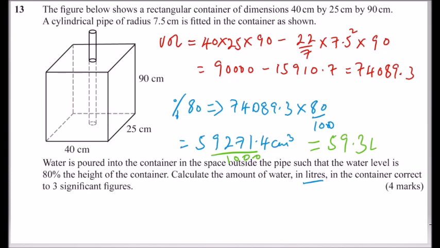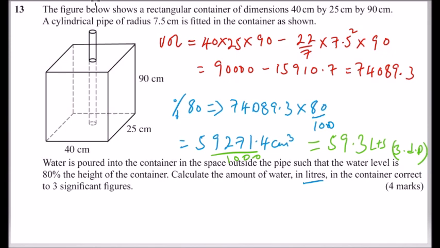We are told to give three significant figures. You take 59. The next number is 2, that is 59.2. The next number is 7, so we add 1 to 2, and we get 59.3. So that's how you work that out, and you get 4 marks.